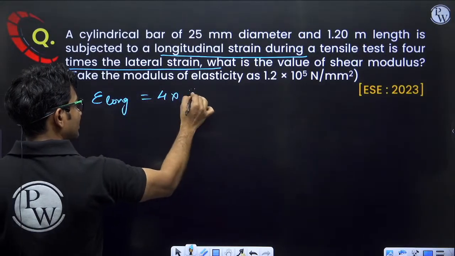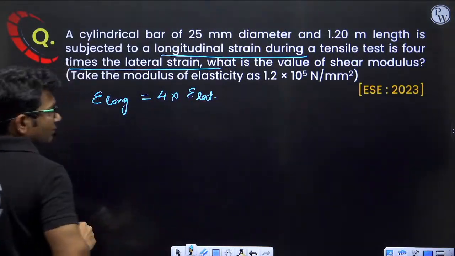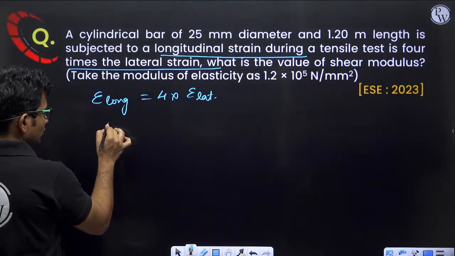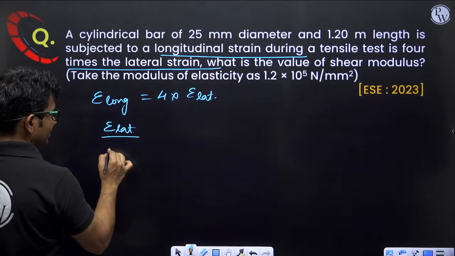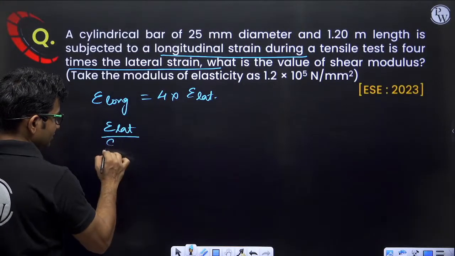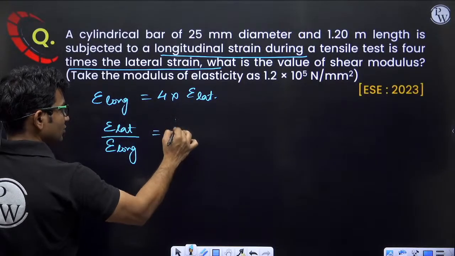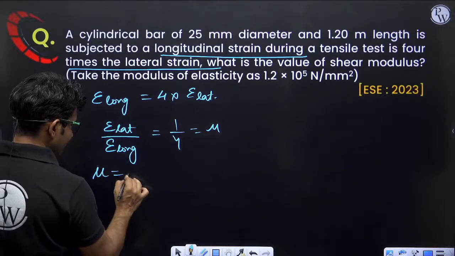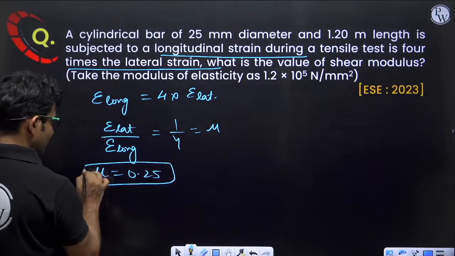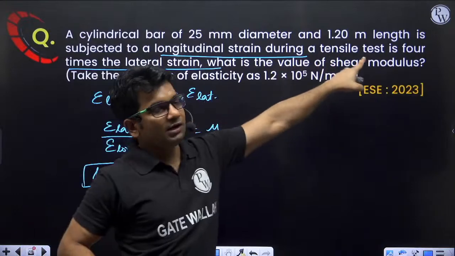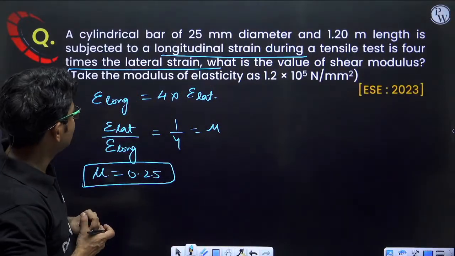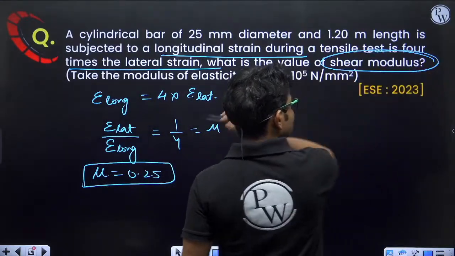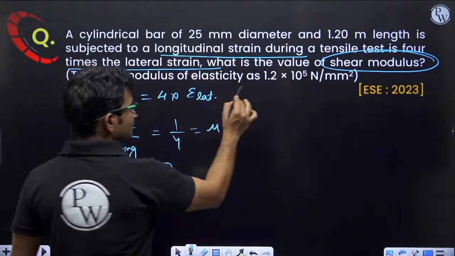So we can say that Poisson's ratio is 1 by 4. Lateral strain divided by longitudinal strain will be 1 by 4, and that is the Poisson's ratio. So we are getting Poisson's ratio as 0.25. The first thing we have found from this part is Poisson's ratio. Shear modulus we have to calculate, and modulus of elasticity is given.